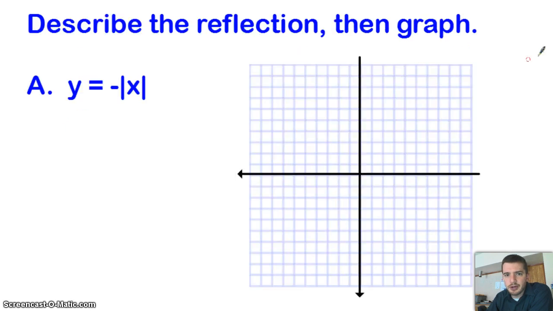Okay, so the first one here, you see we have an outside. So again, the parent graph is this. And we're going to flip it over the x-axis because the negative is on the outside of my function. So I'll do the reflection in blue. So it's just going to flip over just like that.